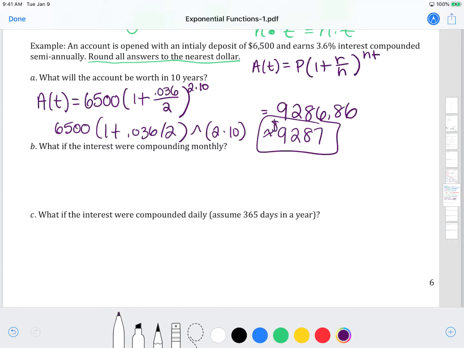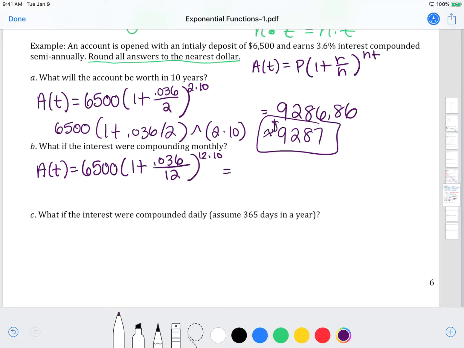Okay, what if the interest was compounded monthly? If it's compounded monthly, all that's going to do is change my value of n. Instead of doing it twice a year, we're going to do it monthly now. So my formula is going to be virtually the same, but I'm going to change that 2 to a 12. Instead of n being 2, it's going to be 12 because it's compounded monthly. And then in my exponent, I'm going to have 12 times 10.